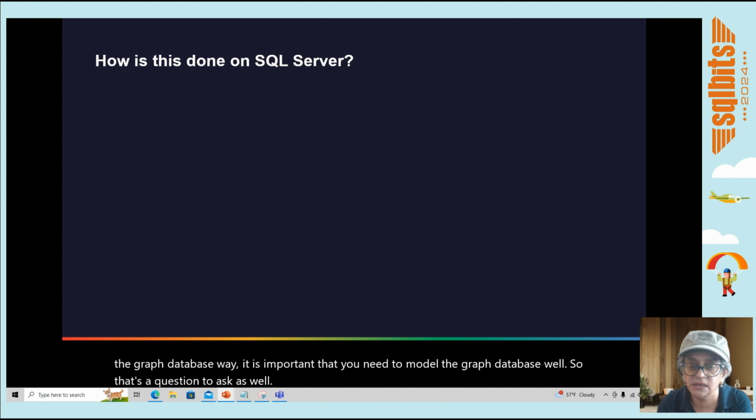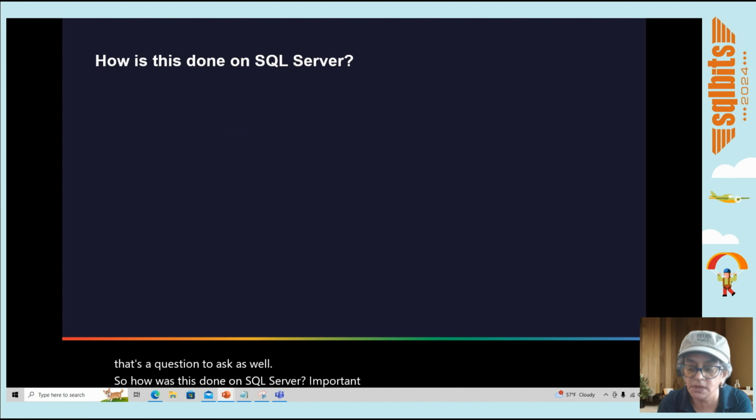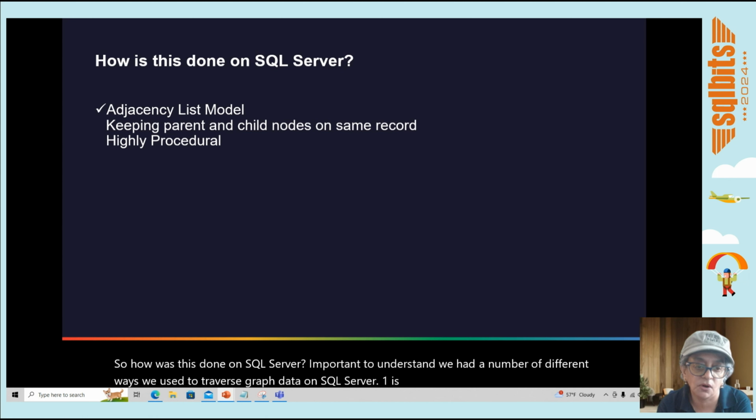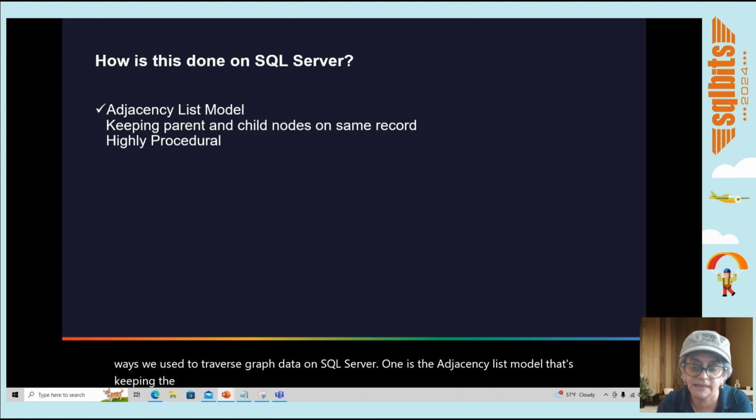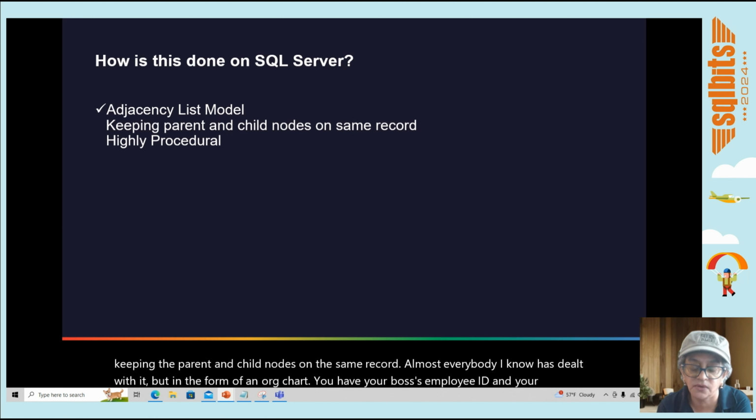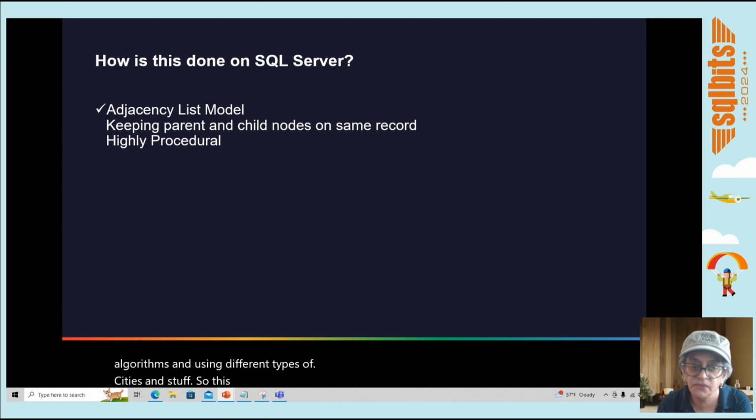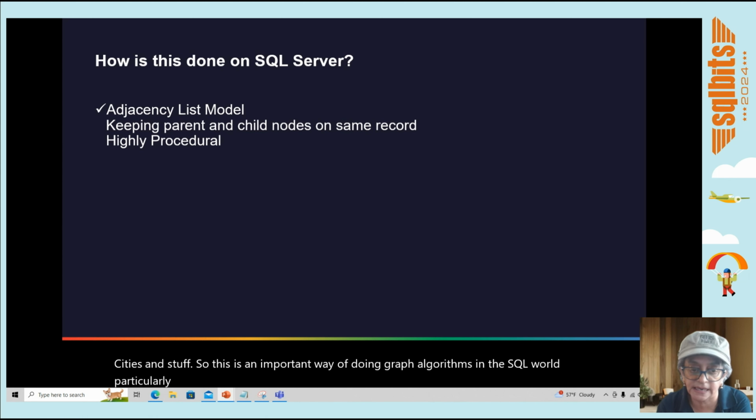So how was this done on SQL Server? Important to understand. We had a number of different ways we used to traverse graph data on SQL Server. One is the adjacency list model, that's keeping the parent and child nodes on the same record. Almost everybody I know has dealt with it in the form of an org chart. You have your boss's employee ID and your ID on the same record, and you have to write different algorithms to traverse that, highly procedural algorithms, and using different types of cities and stuff. So this is an important way of doing graph algorithms in the SQL world, particularly the org chart kind of models.